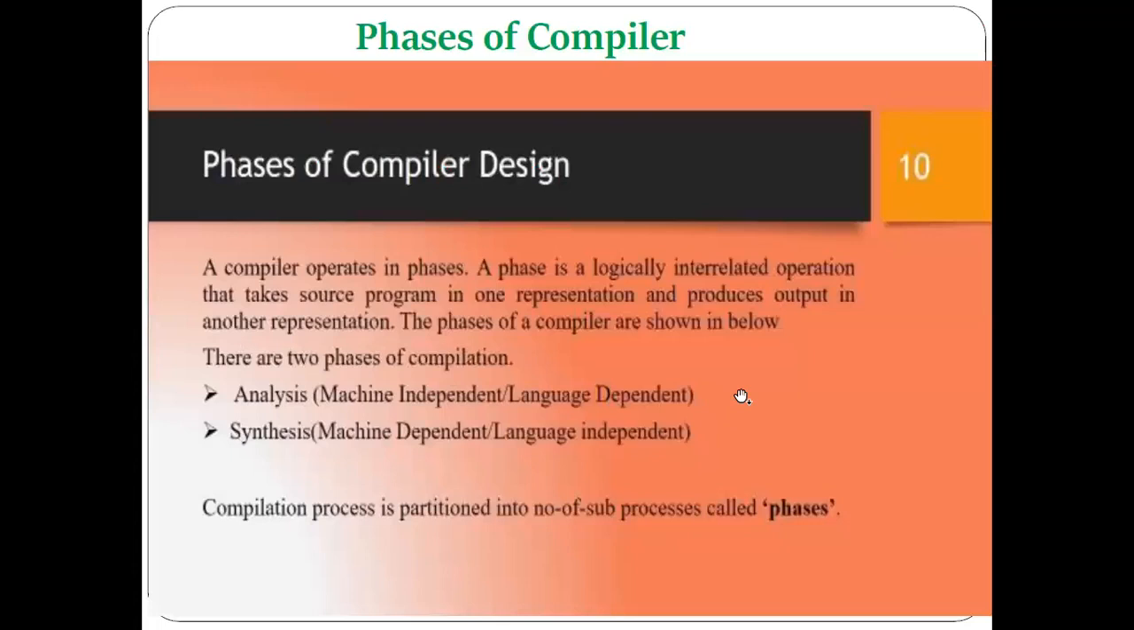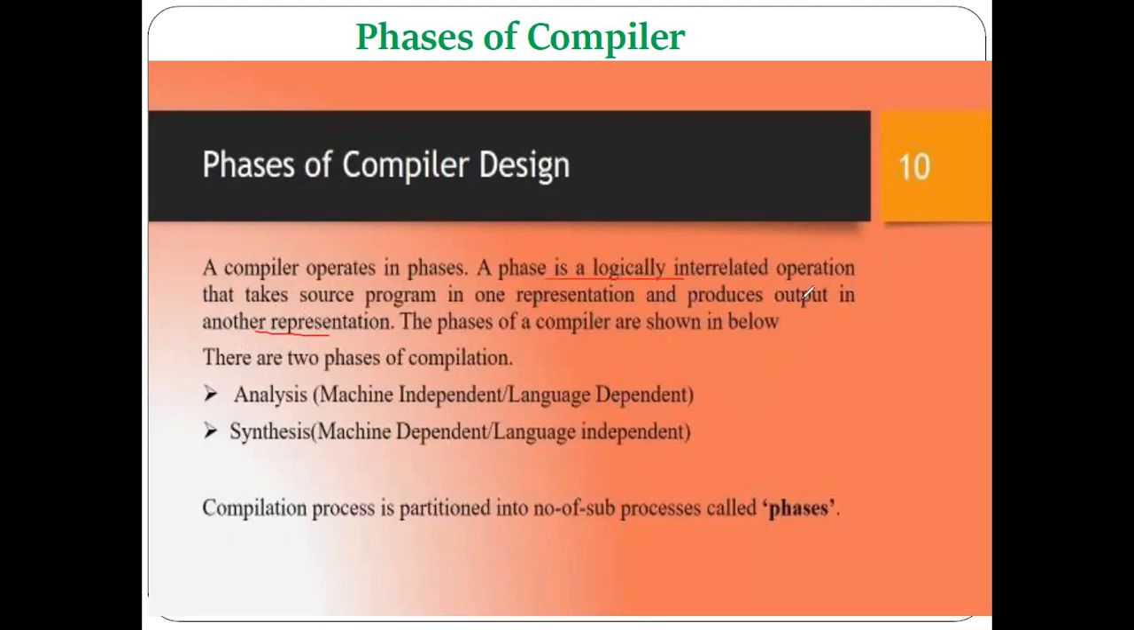In the previous lecture we have seen what exactly we mean by the phases of compiler. In a different way I have told you what we mean by the phases. Phases can be the different sub stages or stages while processing your source program, or it can be considered as a sub process while processing your whole source program by the compiler. It can also be described as the logically interrelated operations that transform your source program from one representation into another representation. So these are the different ways of describing the phases.